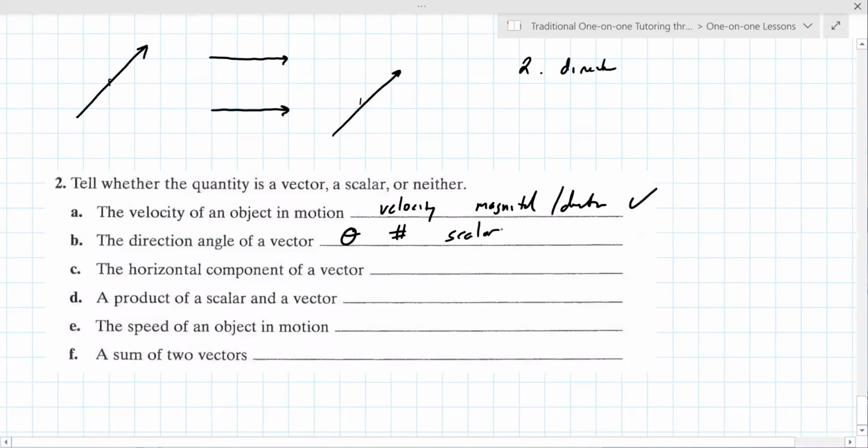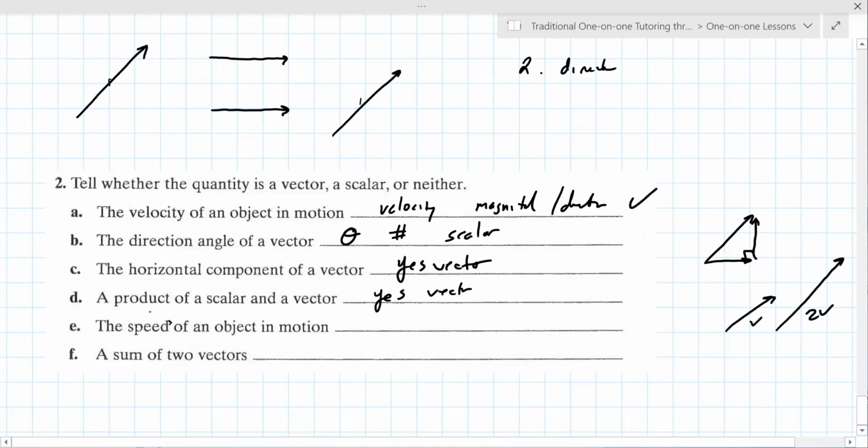So the horizontal component of a vector. Let's say this is your vector. It has a horizontal and a vertical component that are both vectors. So yes, it's a vector. So the product of a scalar and a vector. Here's a vector, and then let's say you have a scalar times 2. So 2v is still a vector.